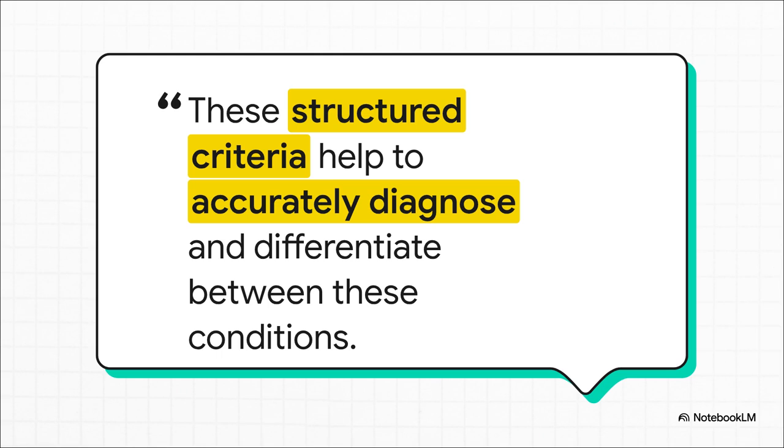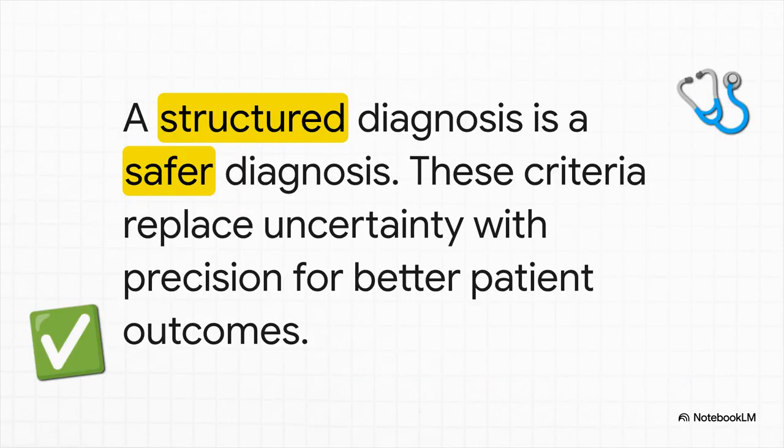It's all about accuracy. You have to keep doctors from confusing two conditions that need completely different treatments. One needs heavy-duty antibiotics now. The other needs anti-inflammatories. Getting that wrong could be disastrous. So if there's one thing you take away from all this, let it be this. A structured diagnosis is a safer diagnosis. These checklists, these criteria, they replace uncertainty with precision. They take a confusing mess of symptoms and turn it into a clear path forward, and that directly impacts a patient's chance of a good outcome.